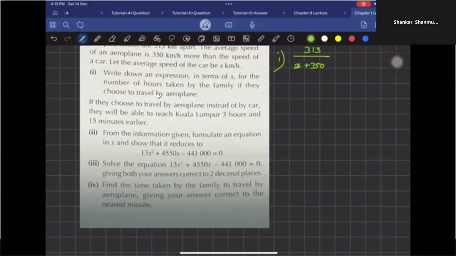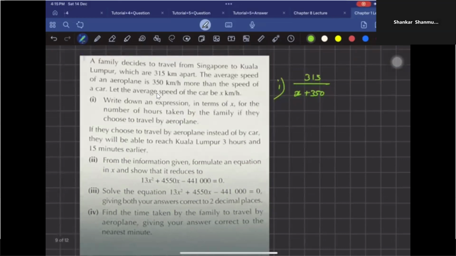Okay, so let's take a look at this question. They said that the distance between Singapore and KL is 315 km and the average speed of an aeroplane is 350 km per hour more than the speed of the car. So given that the speed of the car is x km per hour, write down the expression in terms of x for the number of hours taken by the family if they choose to travel by the aeroplane. So this value is just your distance over speed. So your distance is 315 and then your speed is x plus 350. Okay? So this is the time taken for the family to reach KL if they took the plane.